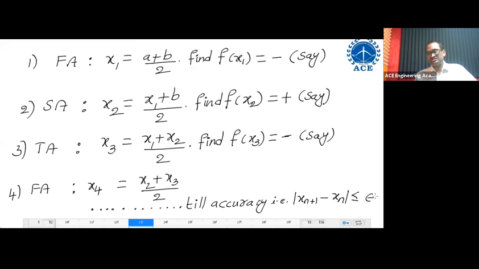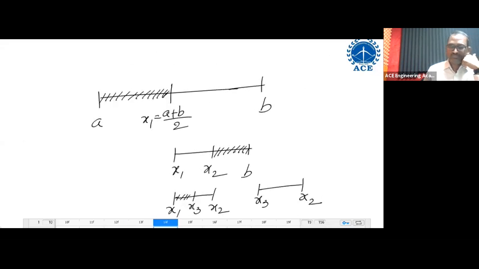We have to repeat this process again and again until the difference between one approximation value and its previous approximation value is less than or equal to epsilon. Epsilon is any number very, very nearer to 0. Until then, we have to repeat this process. Now, let us see the note. But before going to the note, everyone has to remember something.